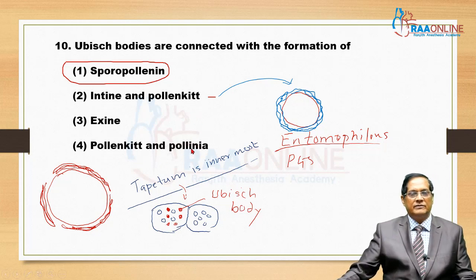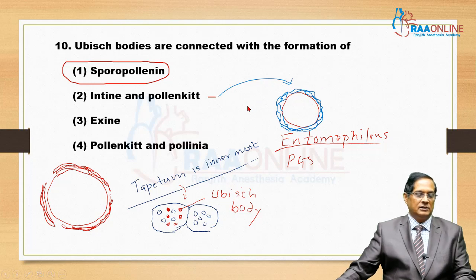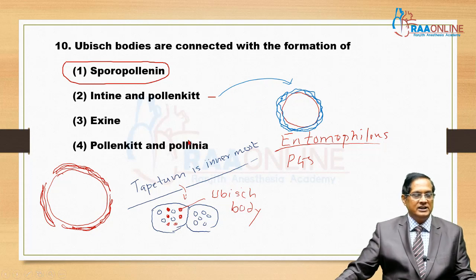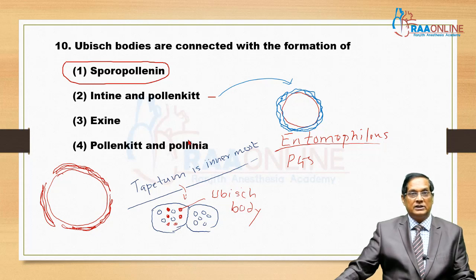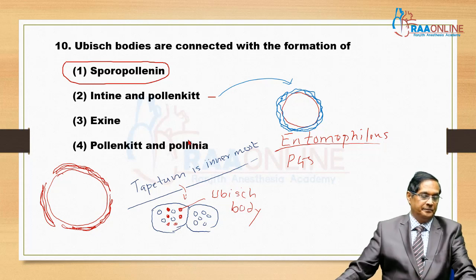Pollinia is a different structure, but pollen kit is found in insect pollinated pollen grain as the outermost oily sticky layer. It is sticky, that's why these pollen grains can easily adhere to the body of an insect.